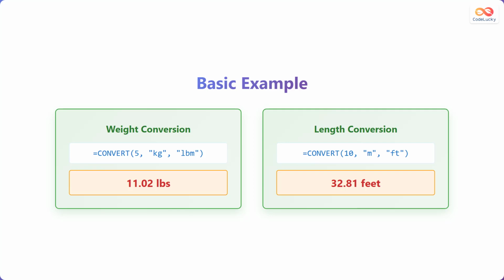Let's walk through a basic example. To convert 5 kilograms to pounds, you would use the formula =CONVERT(5, "kg", "lbm"). This will return 11.02 pounds. For a length conversion, the formula =CONVERT(10, "m", "ft") will convert 10 meters to approximately 32.81 feet.